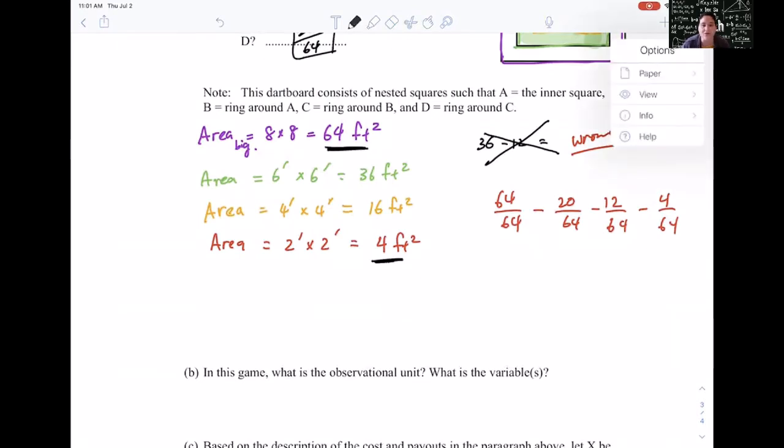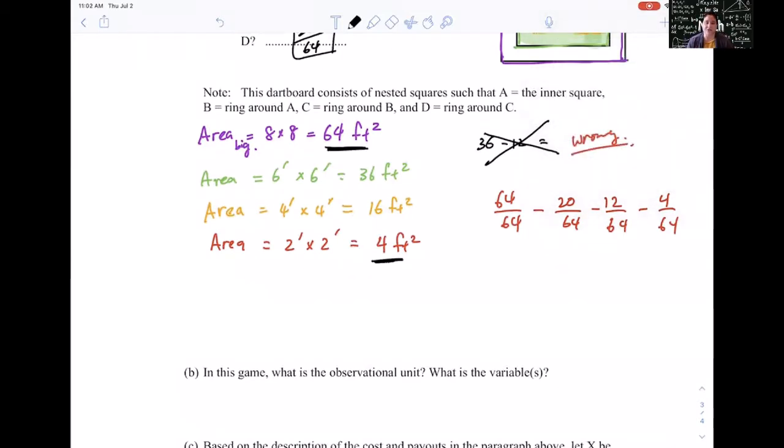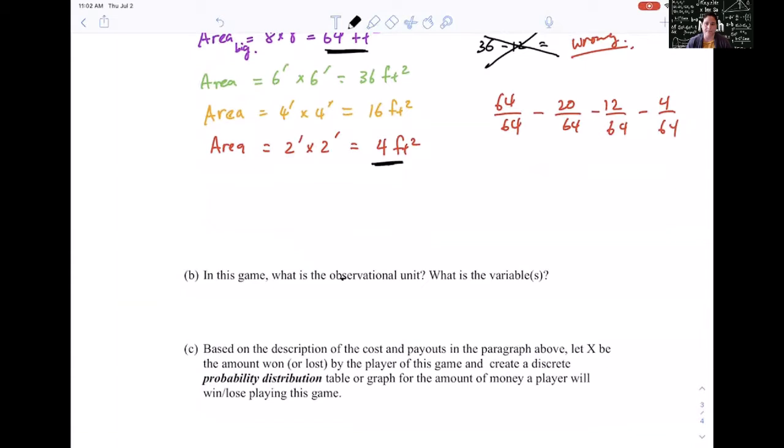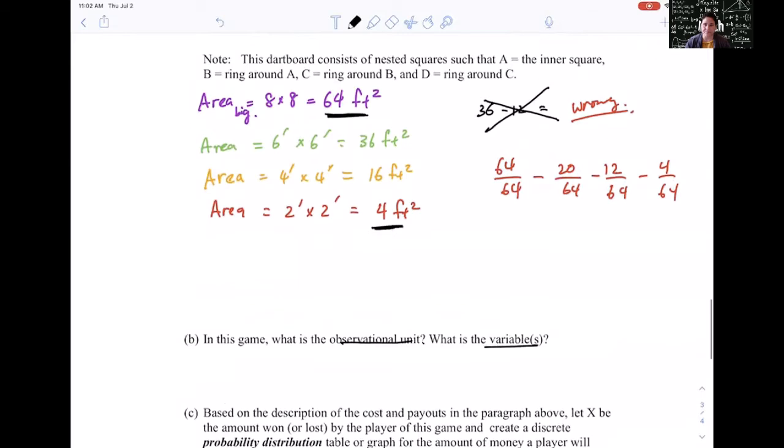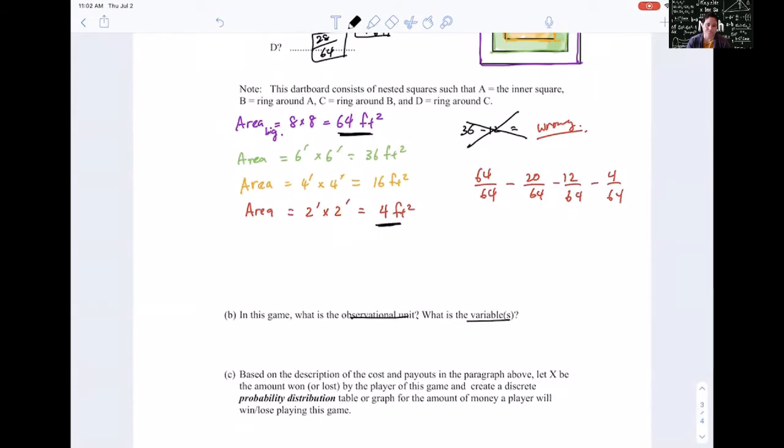So everybody, when we're looking at this, going back to this game, what is the observational unit that's happening here in this game? And what's the variable that we're recording in just the game, but not talking about the money yet? What are we observing? What is the player doing? Throwing the dart. Yeah, we're observing a throw of the dart. So the observational unit here is a throw of the dart.